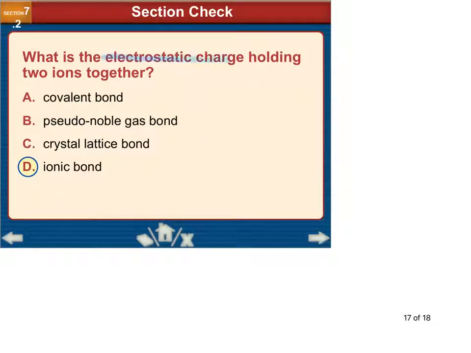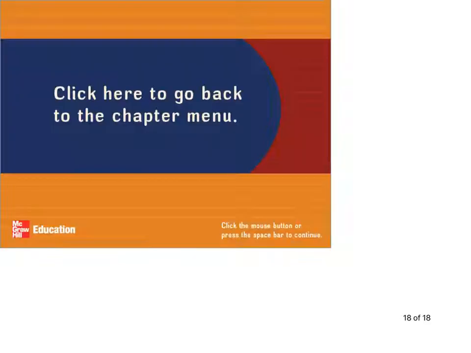And the electrostatic charge holding the two ions together, we just call an ionic bond. Next chapter, we'll look at what a covalent bond is. And these two really don't even matter. So that takes care of section 7.2.